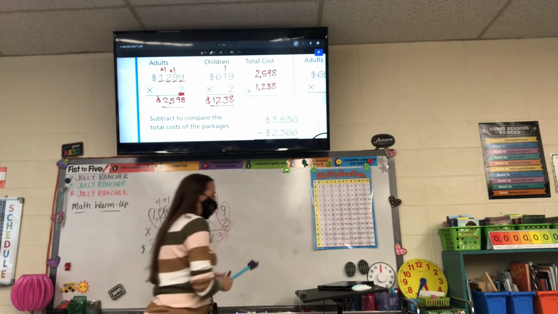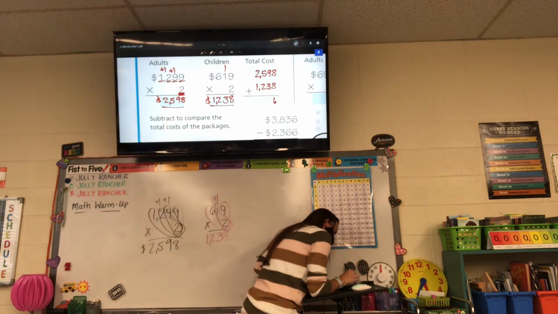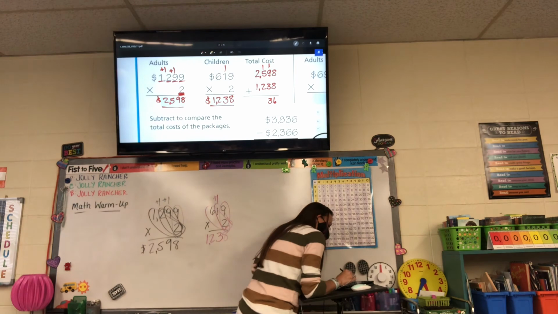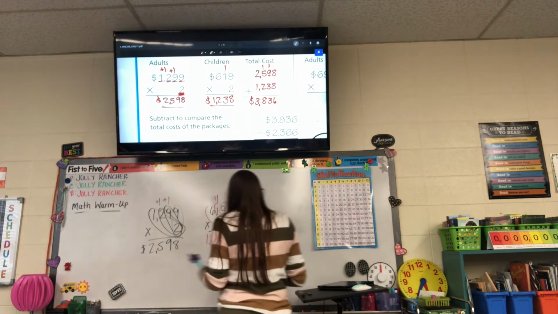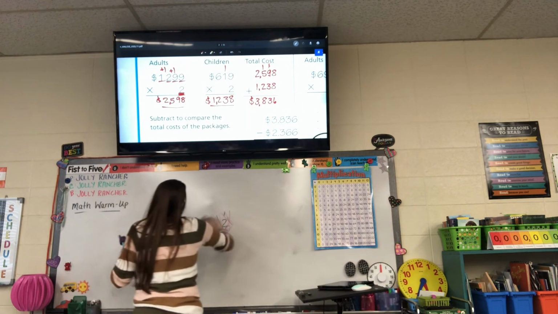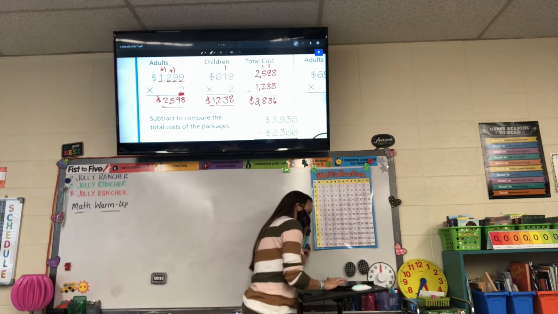So what is 8 plus 8? 16. Put down the 6, carry the 1. 9 plus 1 is 10, plus 3 is 13. Put down the 3, carry the 1. 5 plus 2 plus 1. 8. 2 plus 1. 3,836. So that is exactly how much it would cost for Jake and his family to take a vacation using vacation package A.